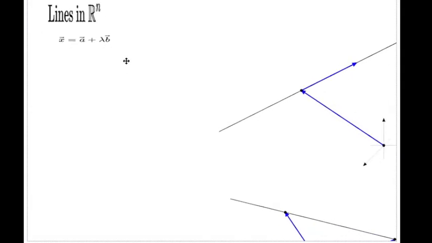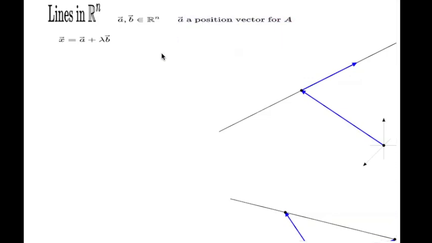When you talk about the lines in Rn, we talk about the equation like this, where A and B are some elements of Rn. In fact, A has a special meaning. A is a position vector. It's a position vector for some point A. The reason for this particular branding of this equation is that it's a line.